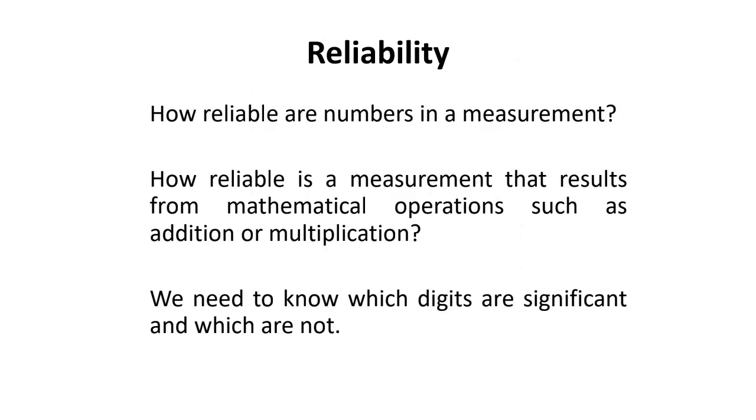Okay, let's talk about reliability, because a measurement has to be reliable, and there has to be a certain degree of how reliable the numbers in a measurement are. So how reliable is a measurement that results from mathematical operations such as addition and multiplication? You've got to take those into consideration, especially when we're doing our measurements in chemistry. So we need to know which digits are significant and which are not. In other words, which are known and which ones are we kind of estimating here?